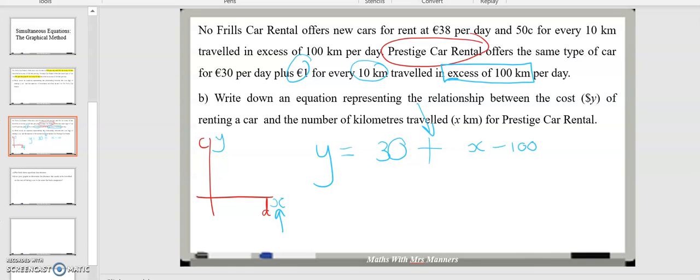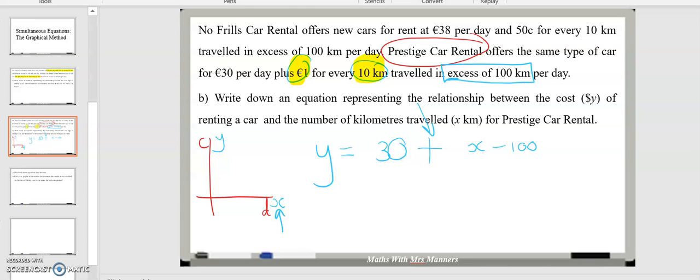So for example, if you travel 170 kilometers, then I would do 170 minus the 100, and then I'd realize, oh, I'm 70 kilometers over the 100 kilometers. So we're just doing a subtraction to work out how far over 100 kilometers you travel. And then they said every time you travel an additional 10 kilometers, you're paying €1. Well, I need to know how many lots of 10 kilometers over this 100 kilometers I'm doing.